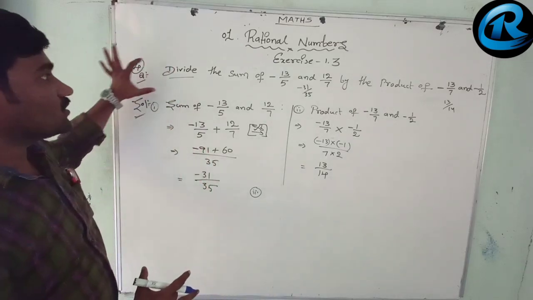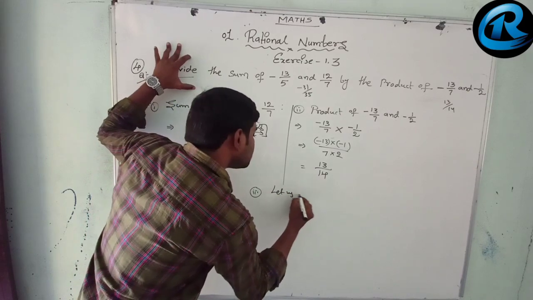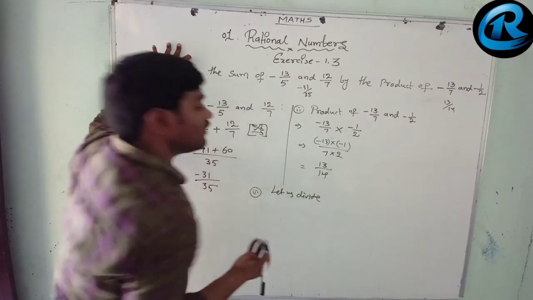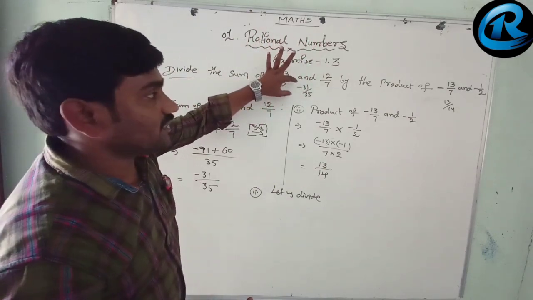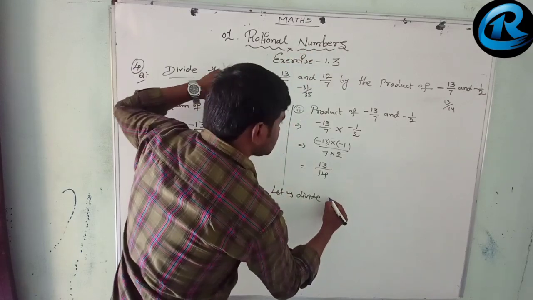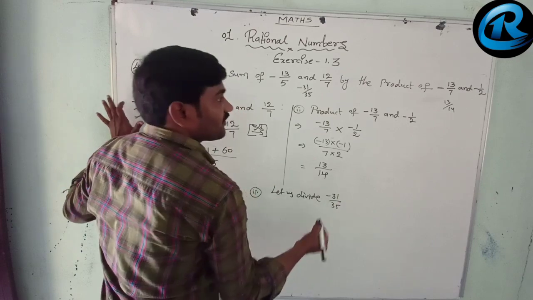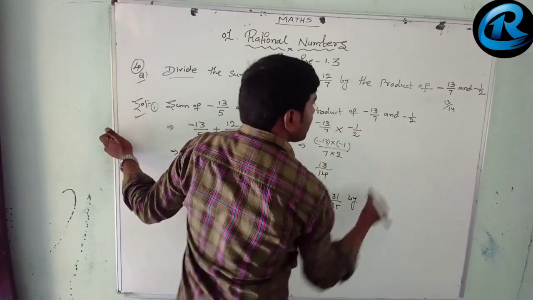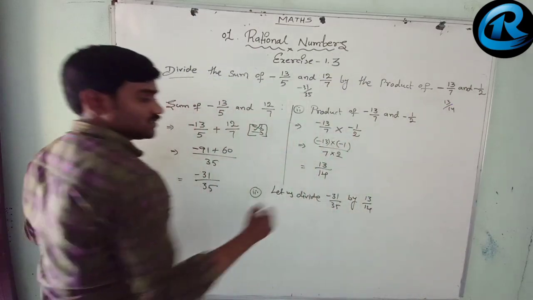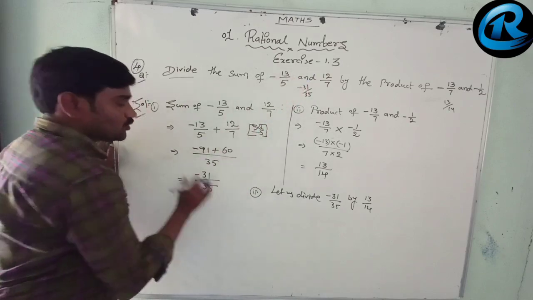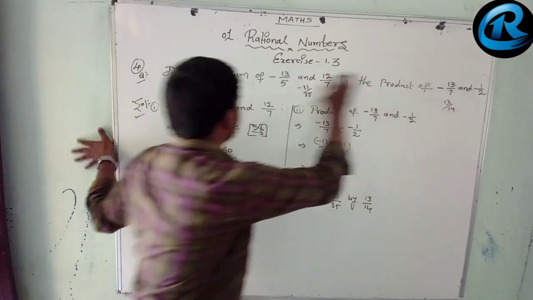Now what we have to do? Read the question. Divide. ఇప్పుడు మనం డివైడ్ చేయాలి. Let us divide. ఏం డివైడ్ చేద్దాం? Let us divide the sum of these two numbers minus 13 by 5 and 12 by 7. దాన్ని సమ్ చేద్దాం. The sum of this is minus 31 by 35. Let us divide minus 31 by 35 by the product of this, which is 13 by 14. ఇప్పుడు ఇది క్వశ్చన్. ఈ రెండింటిని సింప్లిఫై చేసాం ఎంత వచ్చింది? ఈ రెండింటిని ప్రోడక్ట్ చేస్తే మనకి ఎంత వచ్చింది? దీన్ని దీంతో డివైడ్ చేయాలి. అదే కదా క్వశ్చన్.